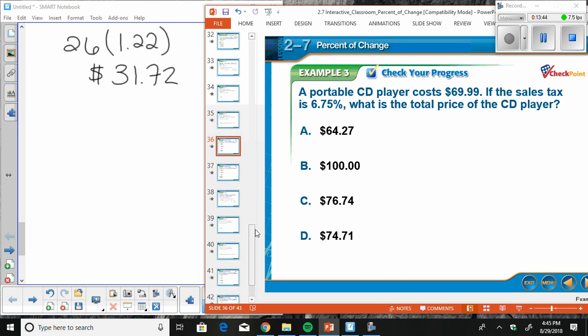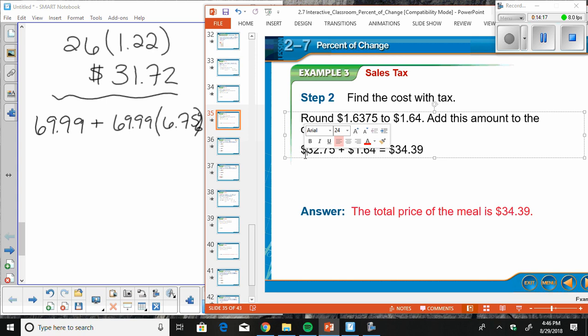So a portable CD player costs $69.99. If the sales tax is 6.75%, what is the total price of the CD player? So again, you take your total price, and you need to add to it that percent. So you can set it up as $69.99 times the tax. I just left it as a percent for the moment. I went ahead and put the original in here because if you notice when we go back, we took the original and we added to it that tax that we had found when we took the original times the percent. So I just went ahead and I set it up that way. It'd be really good if you started to learn to write it that way. It'll be just a lot easier for your word problems as you go along your real world problems.